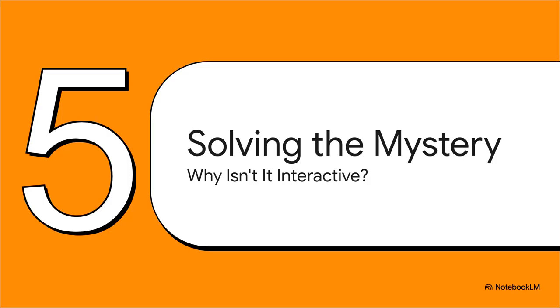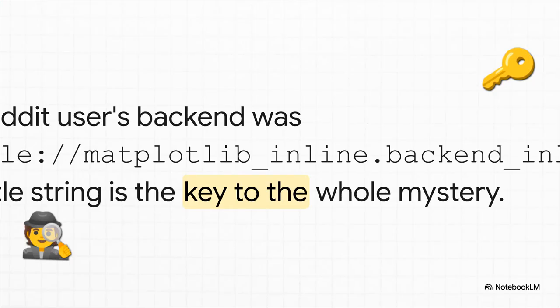Now that we're basically pros at styling, let's circle all the way back to that initial problem from Reddit. Why wasn't that user's plot interactive? The answer has nothing to do with colors or styles, but something way deeper under the hood. The backend. Remember, when the user checked their backend, this is what popped up. Backend inline. And that little piece of text, that's the smoking gun right there. It tells us exactly how Matplotlib is trying to draw the plot.